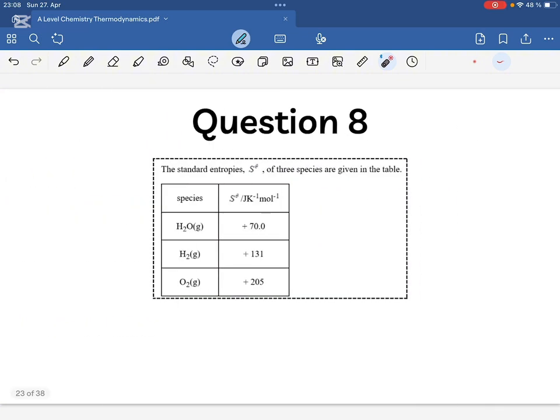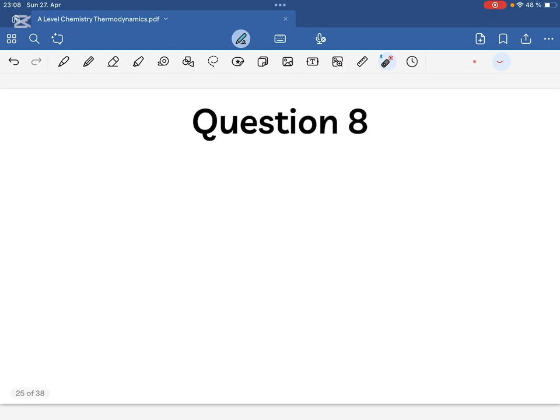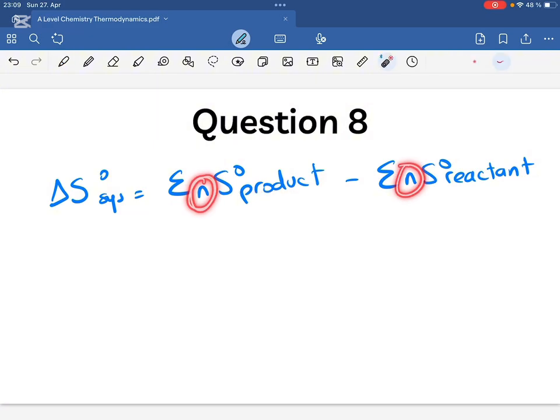Now, question 8, we are given the standard entropies of the 3 species in this table. And the question was, calculate delta S for the reaction 2H2O liquid gives 2H2 gas plus O2 gas. Now, to solve this question, we need to use the formula, which is delta S for the system is equal to the sum of n times the entropy of the products, minus the sum of the entropy of the reactants. And remember that n is the coefficient.